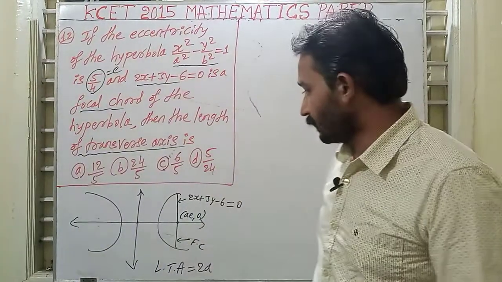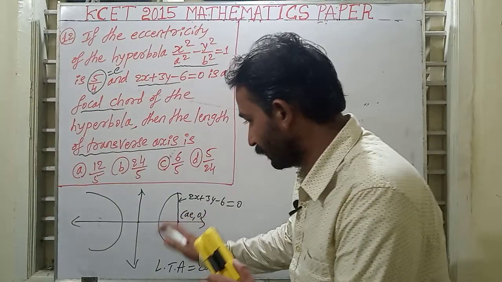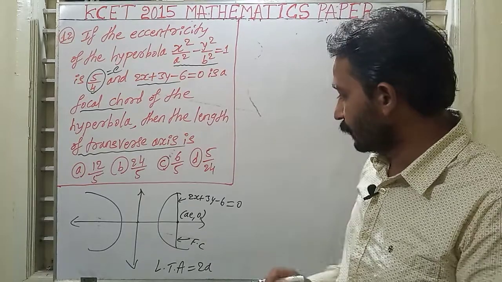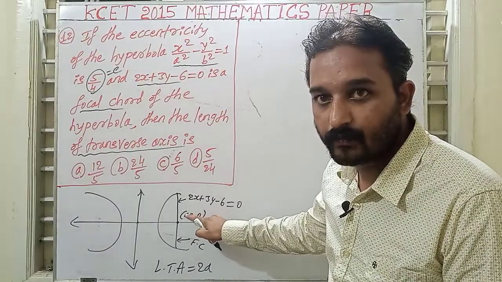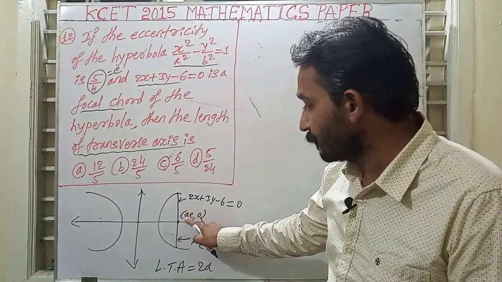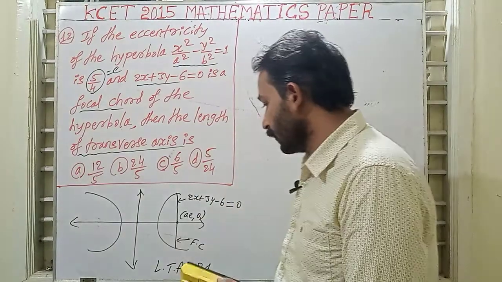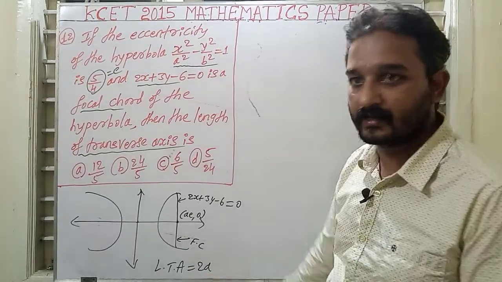First we see the graph of the hyperbola. Carefully observe this point AE comma 0. This point lies on the focal chord, hence this point satisfies the focal chord. So we get the A value, and then substitute the A value in the length of the transverse axis. We get the required answer.